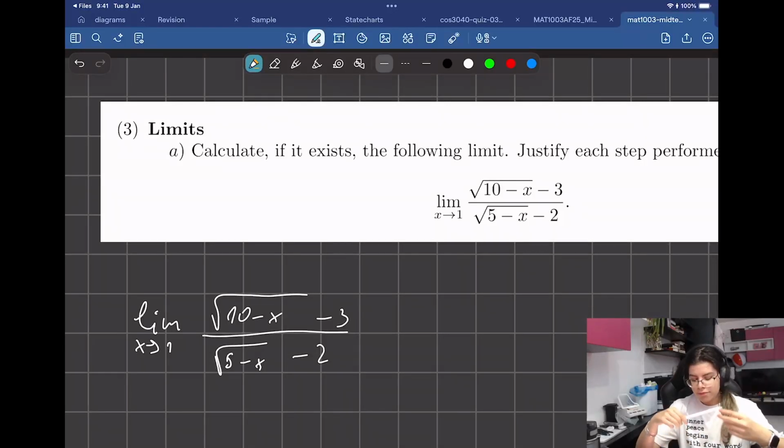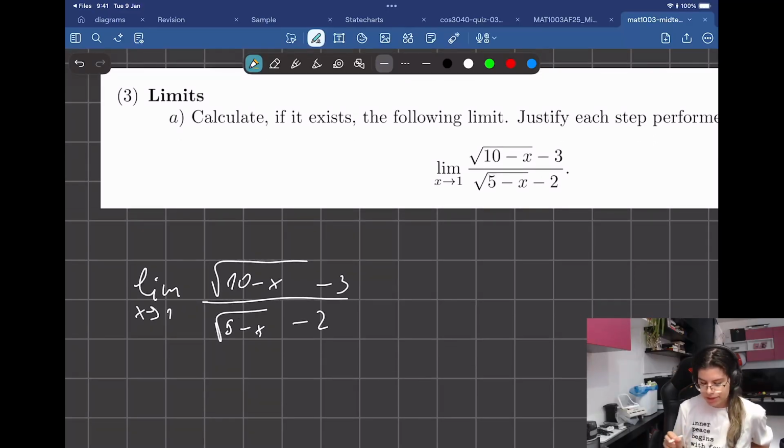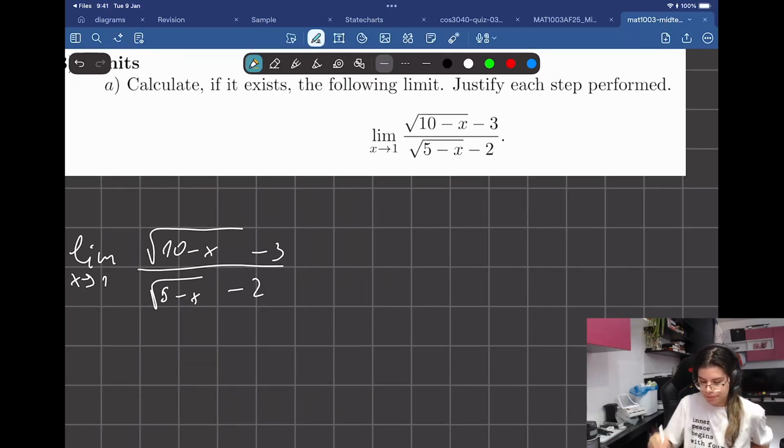All right, guys, let's now move on to limits. You have a couple of problems with limits on the exam, so I would say this is probably one of the most important parts. Now, I'll be solving part A in this video, but just before I get into this particular problem, I wanted to tell you two main things about limits.